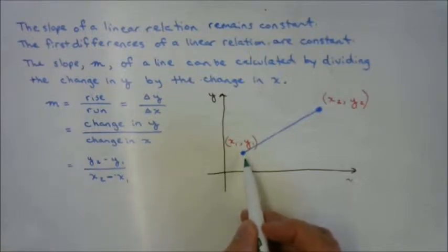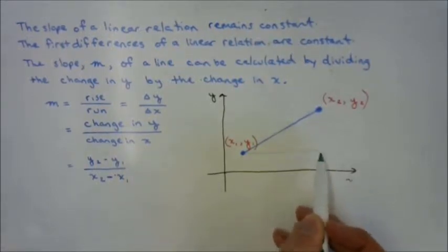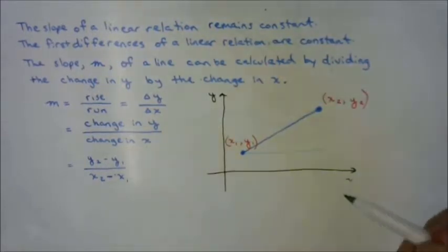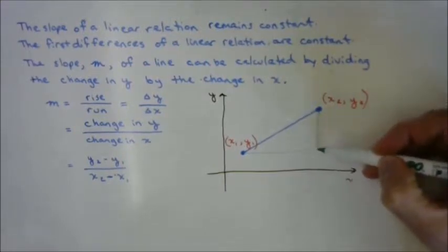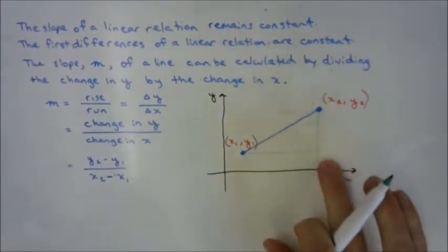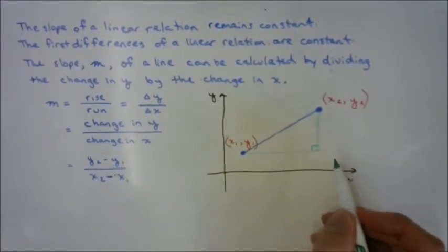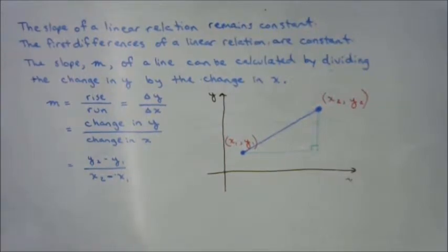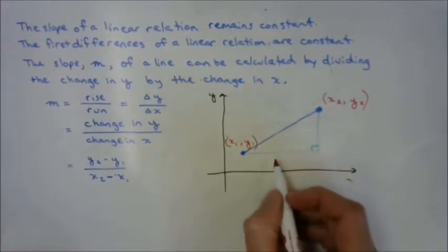And then, if we want to calculate the slope, we need the rise and the run. The run is the horizontal distance traveled. It's the distance between x2 and x1. And the rise is the vertical distance traveled. It's the distance between y2 and y1. And they form a right angle triangle, where the horizontal distance represents the run.